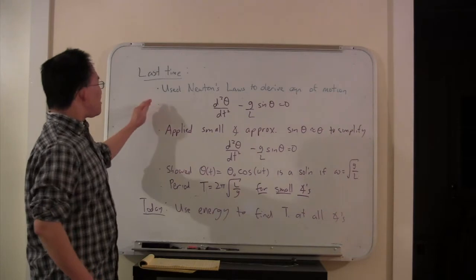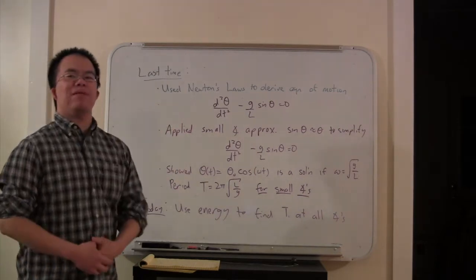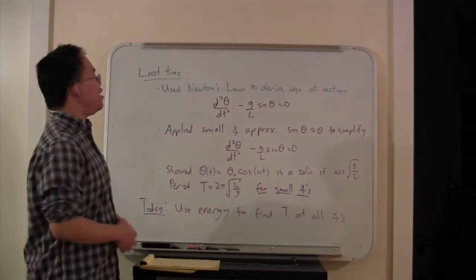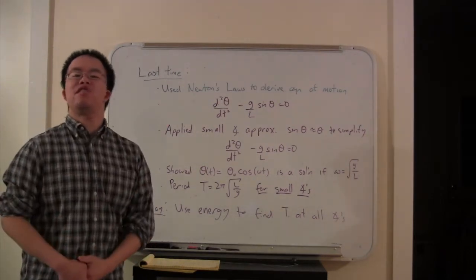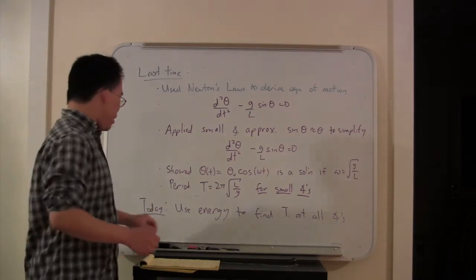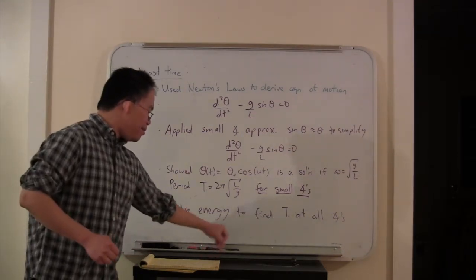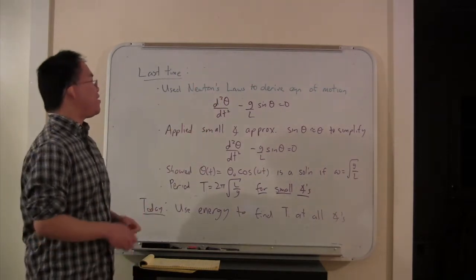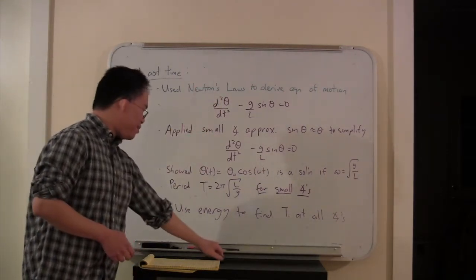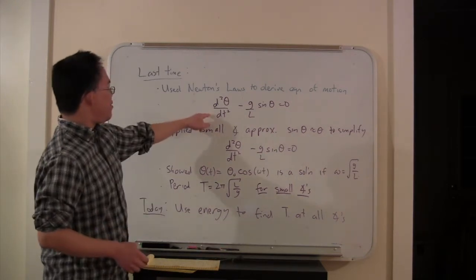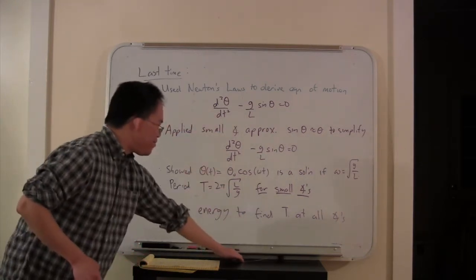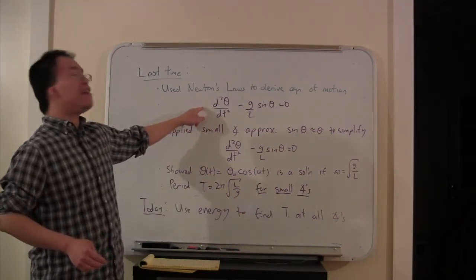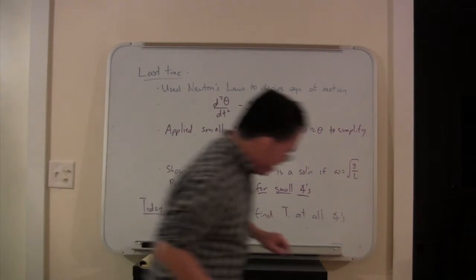In the last class, let me just start by recapping what we did. We used Newton's laws to derive a differential equation of the motion for the angle theta made by the pendulum bob from the vertical as a function of time. So we wrote down this differential equation, where we want to solve this to find theta as a function of time.